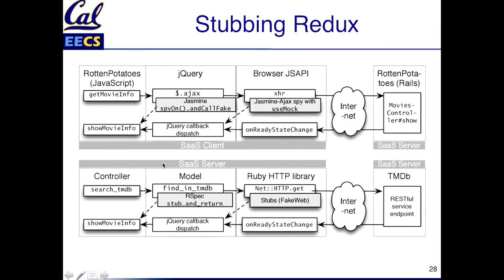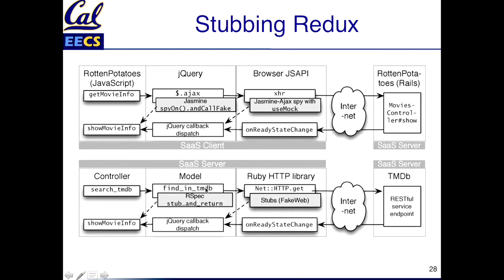You can stub as close to the application as possible, and remember we said you can stub what's the search TMDB method going to do? It's going to call the model method. One possibility is we could use stub and return and stub out right here. So when the test runs, the path is really short, right? We don't even get as far as the Ruby HTTP library.